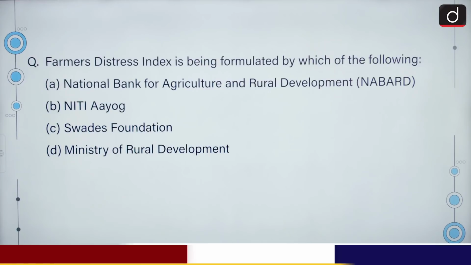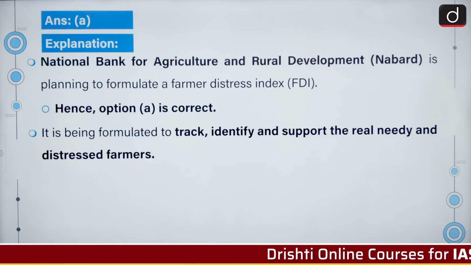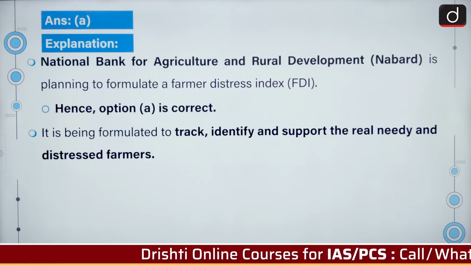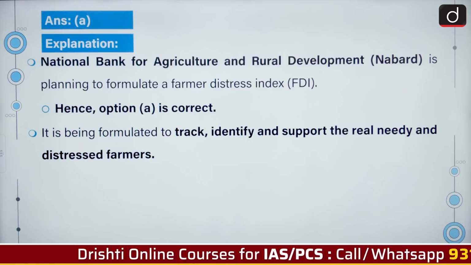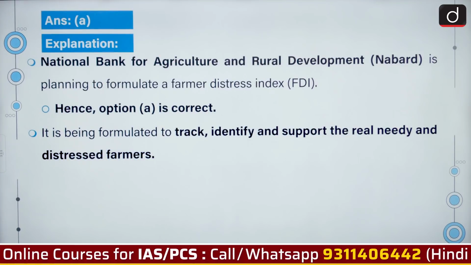The correct answer is National Bank for Agriculture and Rural Development. A is the correct answer here. National Bank for Agriculture and Rural Development is planning to formulate a Farmer Distress Index. It is being formulated to track, identify and support the real needs of distressed farmers.